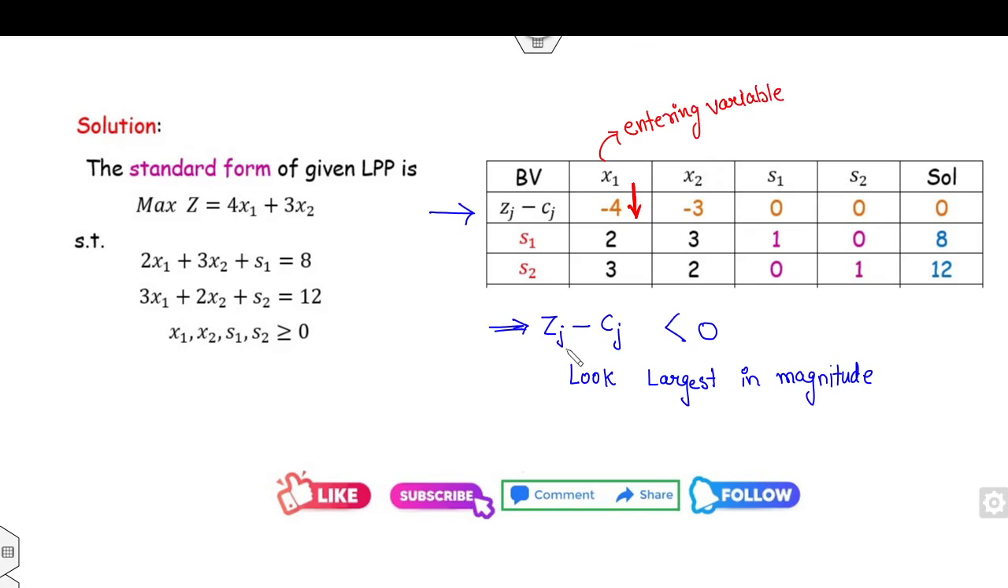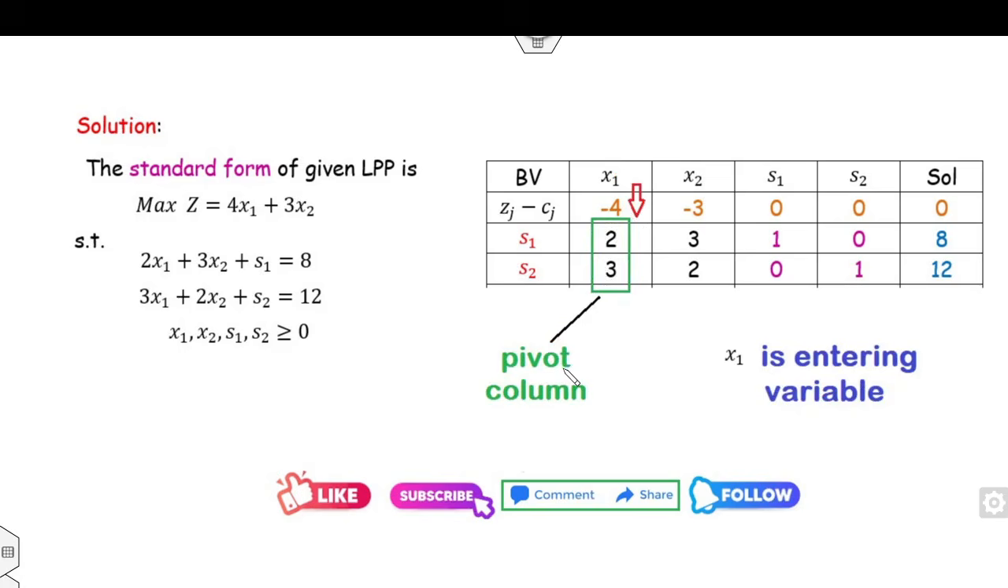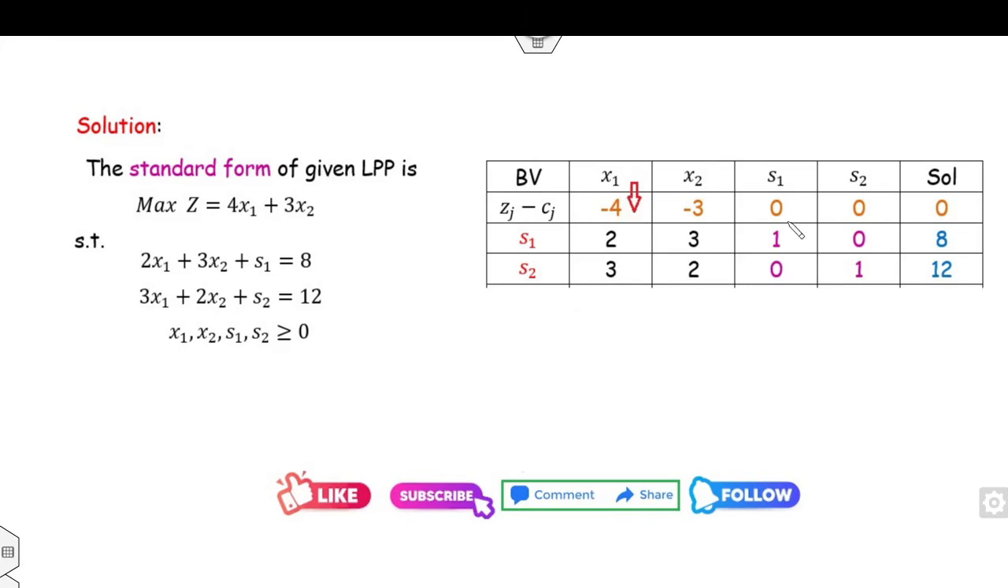Once you find all those values of the zj minus cj row, find the largest in magnitude, that's minus 4. So this variable x1 is my entering variable, and this column is called the pivot column. Fine. Now once you enter this variable, you have to find the ratio, that is called the minimum ratio.